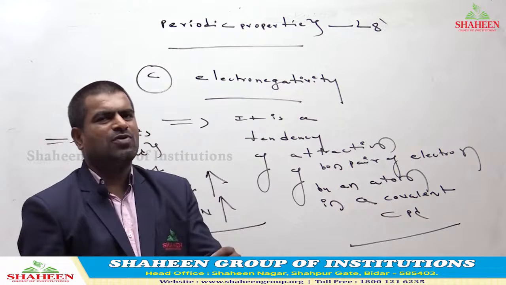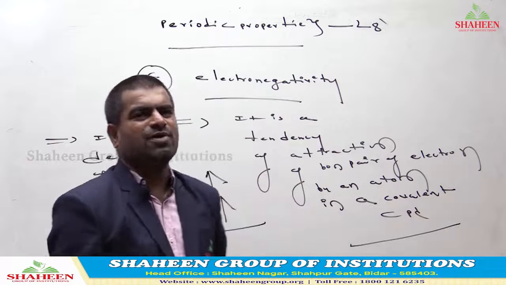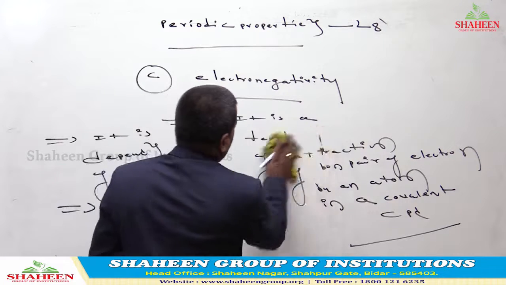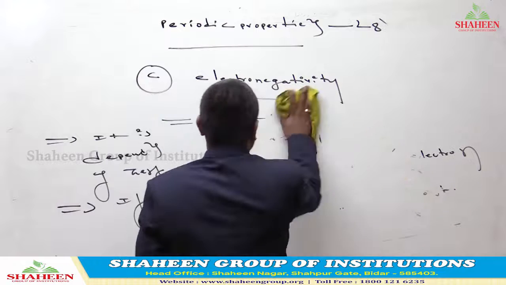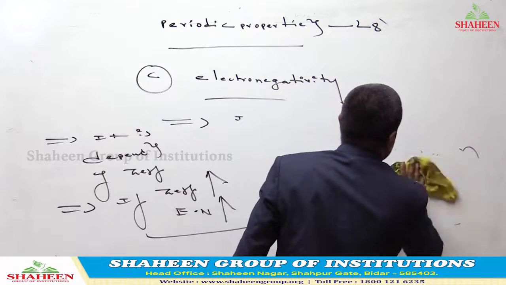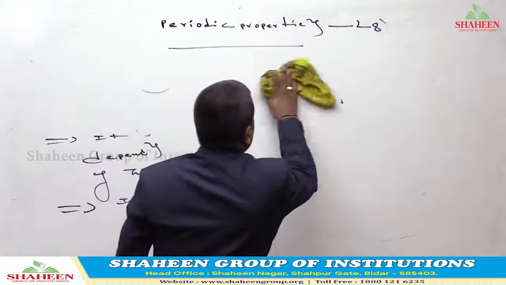Generally, in a group electronegativity decreases, and along the period electronegativity values increase. Now, the variation of electronegativity of an atom in group and period.